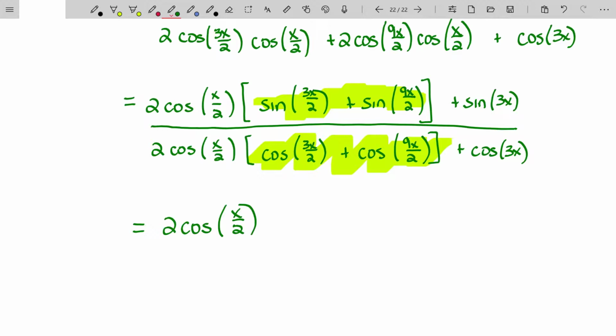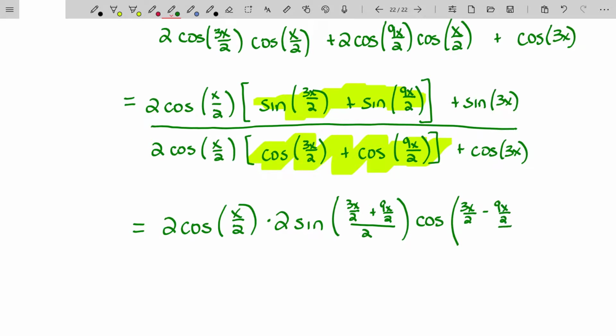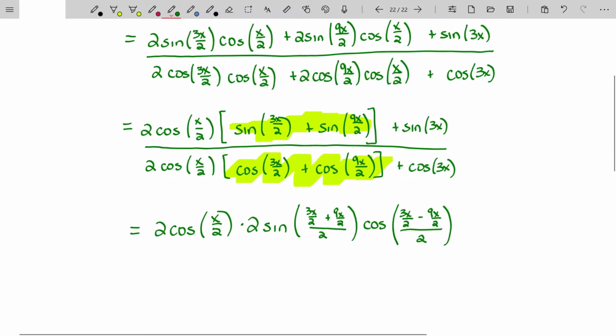And now the sine of 3x over 2 plus the sine of 9x over 2 is going to turn into twice the sine of the sum of 3x over 2 and 9x over 2 divided by 2, times the cosine of the difference of 3x over 2 and 9x over 2 being divided by 2. Right, I'm just double checking with my formula on the side because, again, these are not things that I memorize. Plus the sine of 3x is hanging off the back end there.